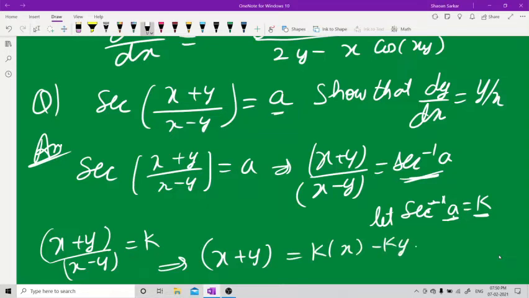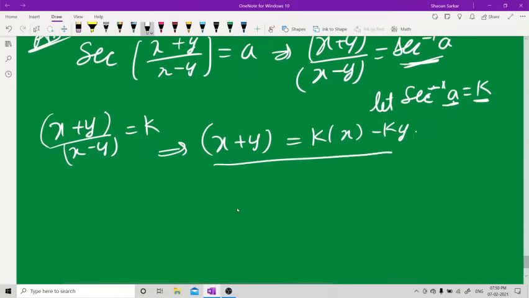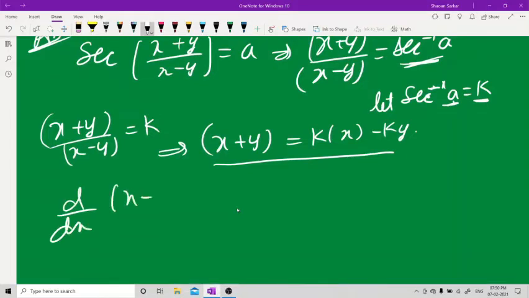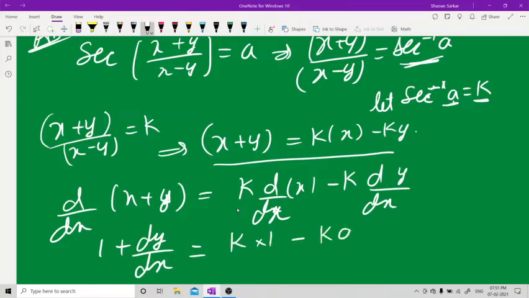Now you do the derivative of this. The derivative of this is d/dx of (x plus y), and then k times d/dx of x minus k times d/dx of y. So 1 plus dy by dx is equal to k into 1 minus k dy by dx.